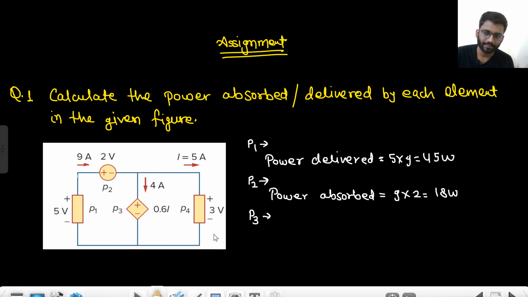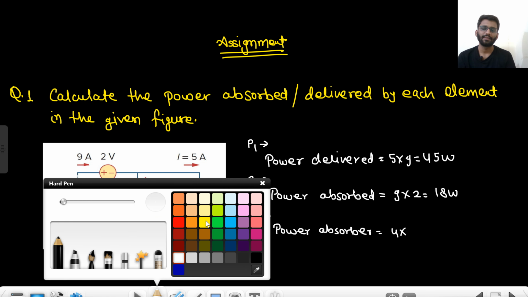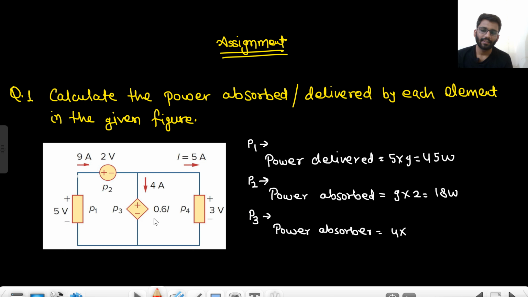P3. Current is getting into the positive terminal, right? That means power absorbed. What is the value of power absorbed here? That is current 4 into the voltage. This is a current controlled voltage source, right? That is 0.6 into I. What is the value of I? I is 5 ampere. So that has a value of 0.6 into 5.